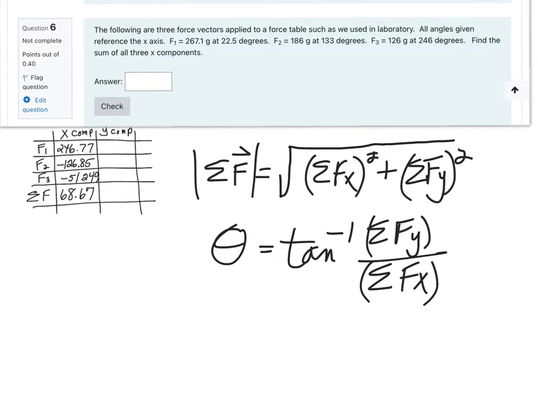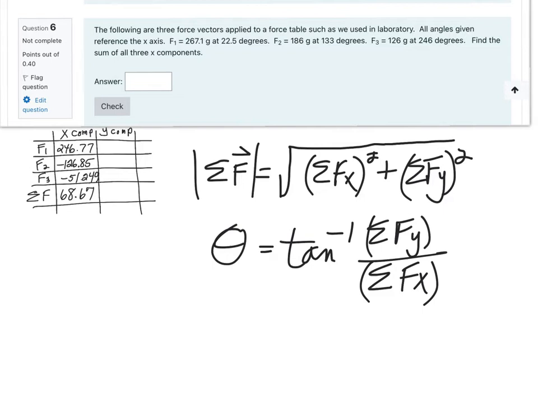So if you look on the equation sheet, you'll see these equations, using any vector A or F: Ax equals A cosine theta, Ay equals A sine theta, Fx equals F cosine theta, Fy equals F sine theta. Those are the equations you use, and that's how you solve vector problems.